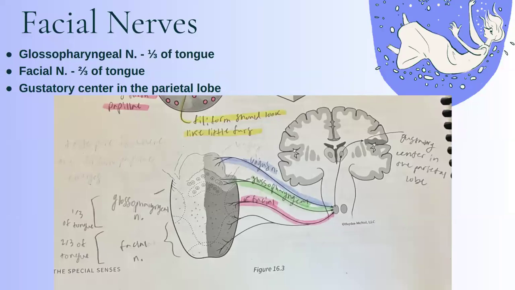Finally, one thing to know is that your gustatory center, so all of these nerves, they are going to go to the parietal lobe. So they all connect over here, go to the parietal lobe, and then help process the different tastes that you are experiencing when you eat.